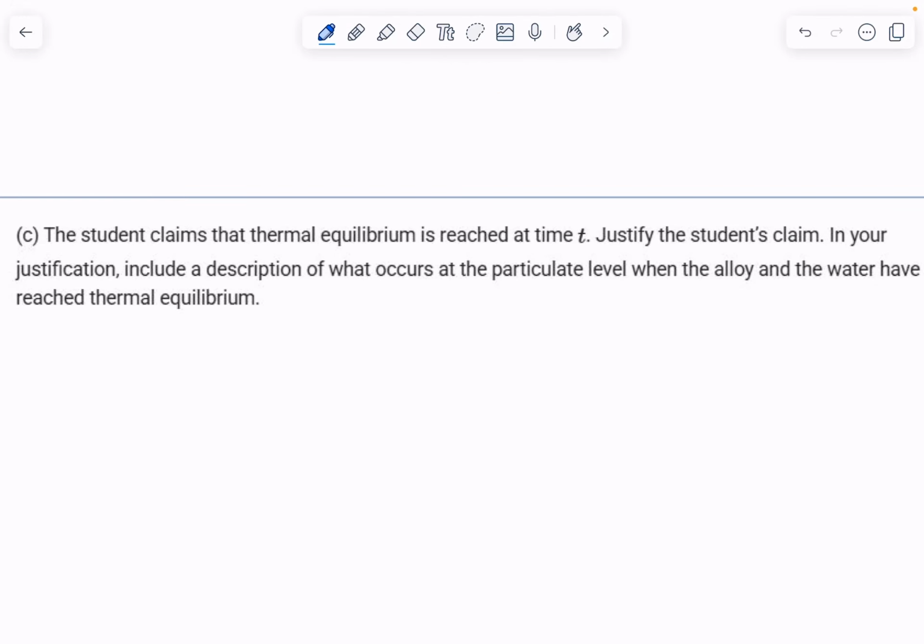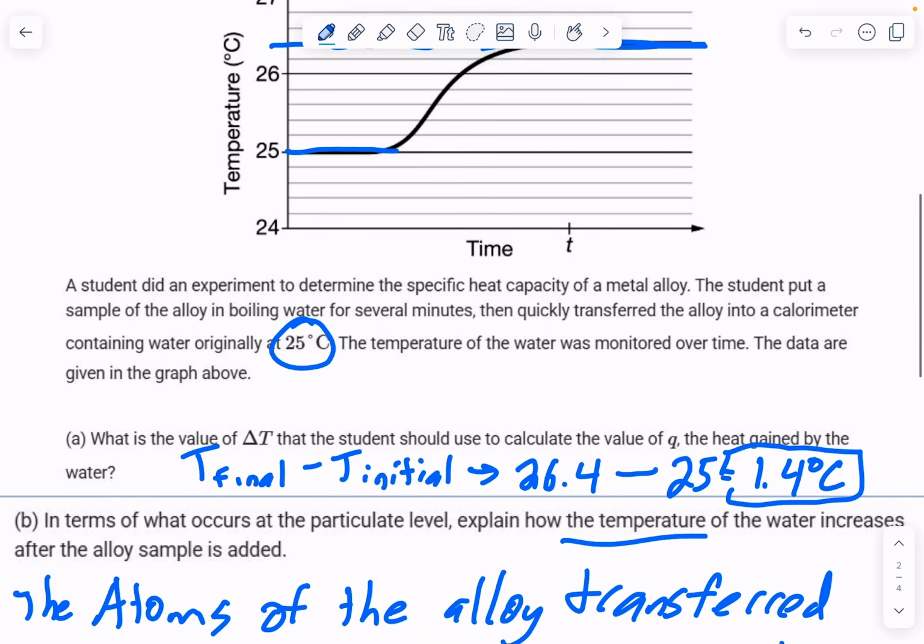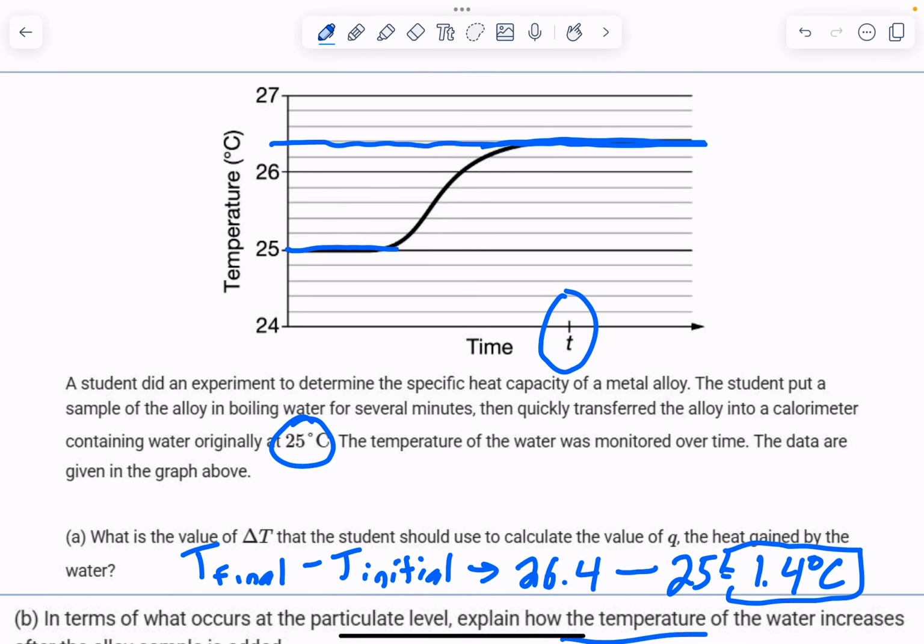Part C says, the student claims that thermal equilibrium is reached at time t. Justify the student's claim. In your justification, include a description of what occurs at the particulate level when the alloy and the water have reached thermal equilibrium. Okay, so first off, right here is time t. And do we agree that it's reached thermal equilibrium? Yeah. And in my response, I'm going to want to agree because at time t, the temperature is no longer changing. It's reached thermal equilibrium. We're not seeing any more changes in temperature.